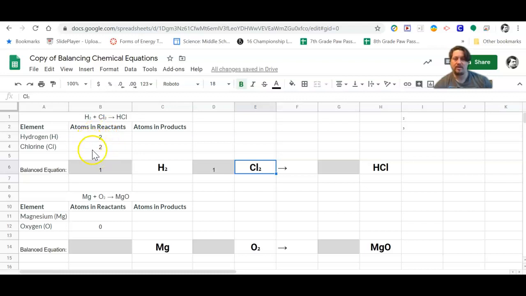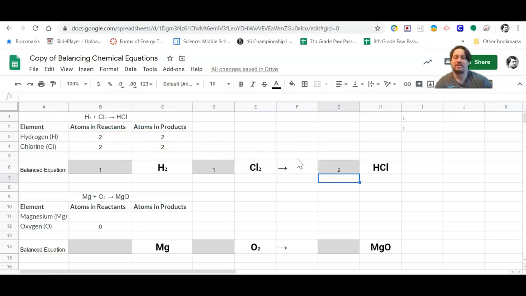Now we want this number to equal this number. Both of them have to equal for it to be balanced. Okay? So we have 2 hydrogen. We want to get to 2 hydrogen. So to get this 2 hydrogen there, we're going to start with the coefficient of 2. We'll see what that does, see if we do anything else. We put a 2 there, it shows we have 2 hydrogen, 2 chlorine, these numbers match. We're good. This is a balanced equation.